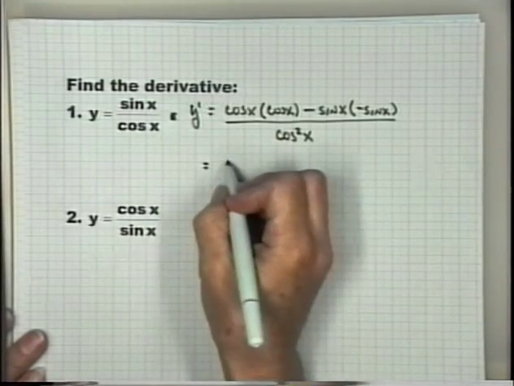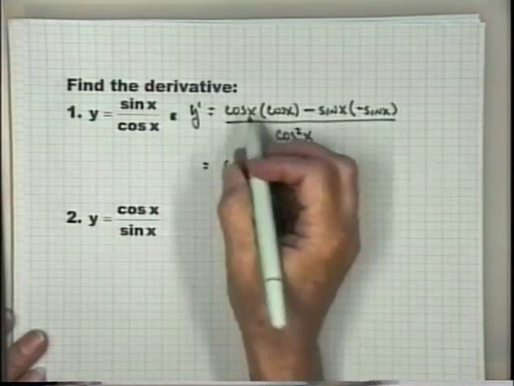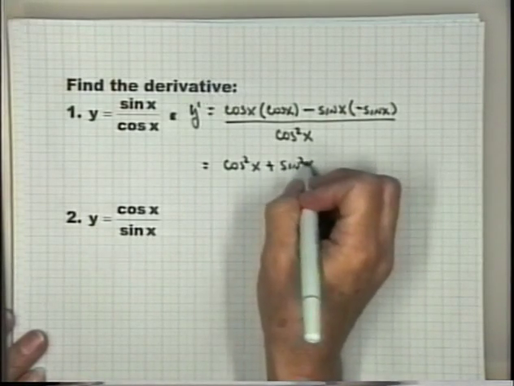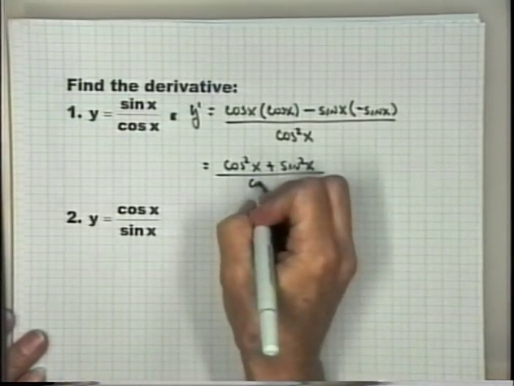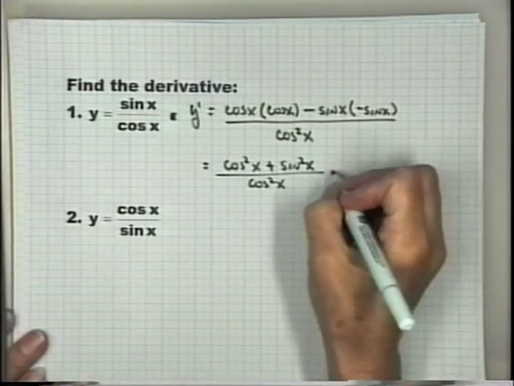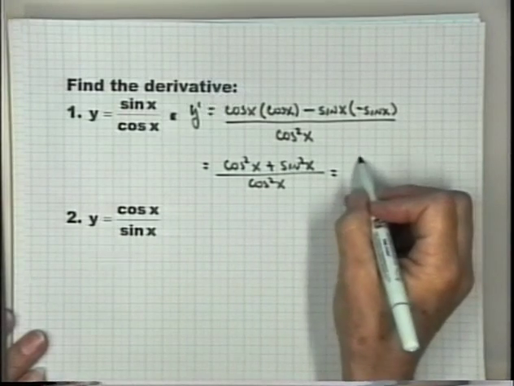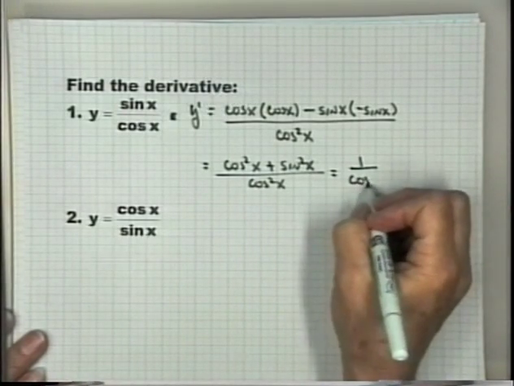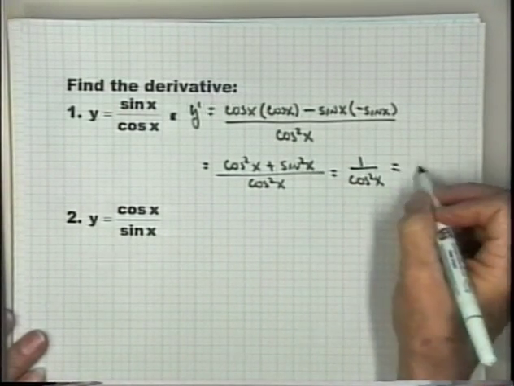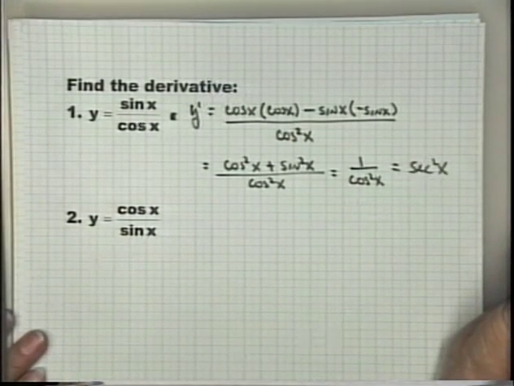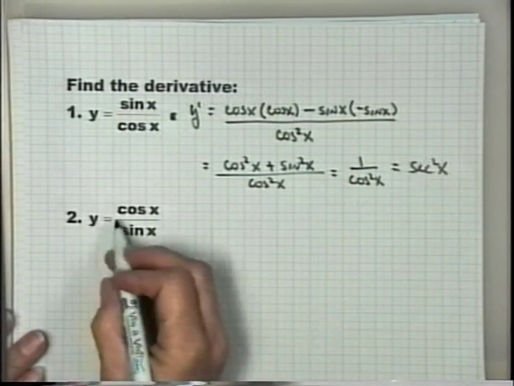Well, let's see, if we simplify, we have cosine squared x, multiplying these, negative times a negative is plus sine squared x over cosine squared x. Well, do you remember your trig? Cosine squared x plus sine squared x, that's 1, isn't it? So we have 1 over cosine squared. 1 over cosine squared is the same thing as secant squared, isn't it? That's interesting. We're going to come back to this in a second. Let's look at this one.